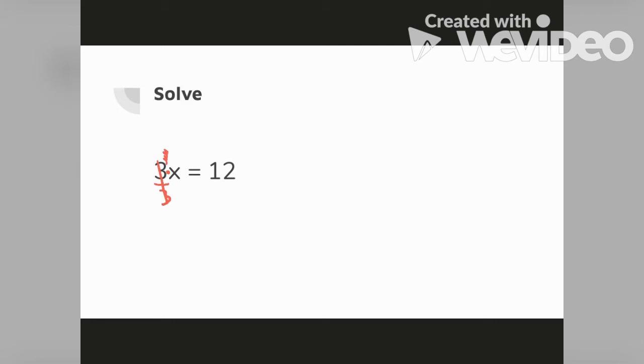Now remember the other rule. We can do the inverse operation, that's rule number 1. Rule number 2, what we do to one side, we have to do the exact same thing to the other. So 12 divided by 3 is 4, x equals 4.